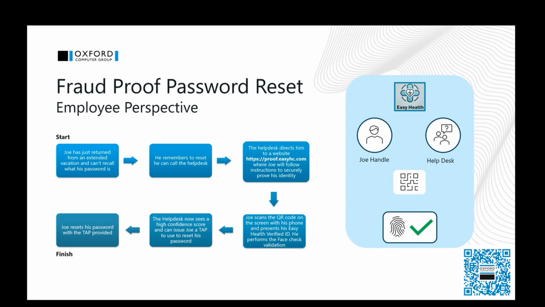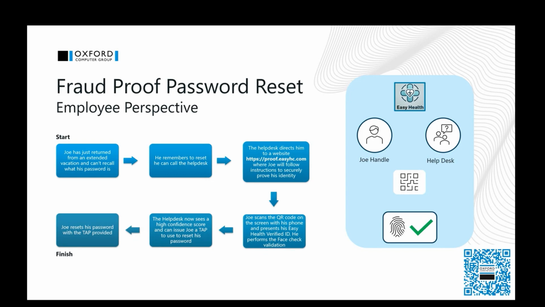The help desk directs Joe to the proof.easyhc.com website, where Joe's guided to use the camera on his phone to scan a QR code. Joe's verified ID that he has is selected on his phone, but additional validation is required. So the website is now requesting Joe to perform what we call a live face check to provide a verification that Joe is indeed Joe.